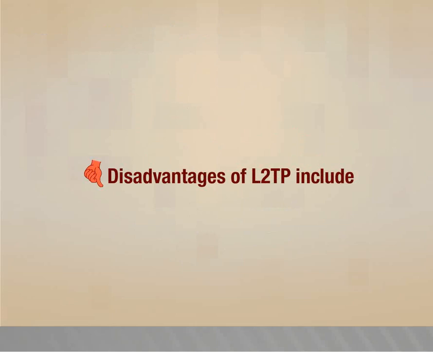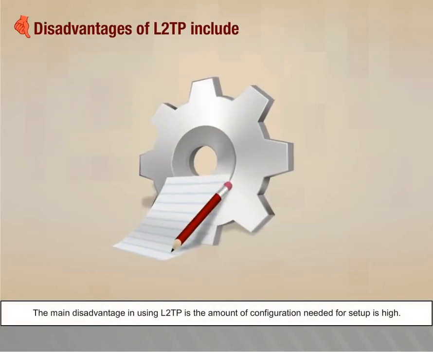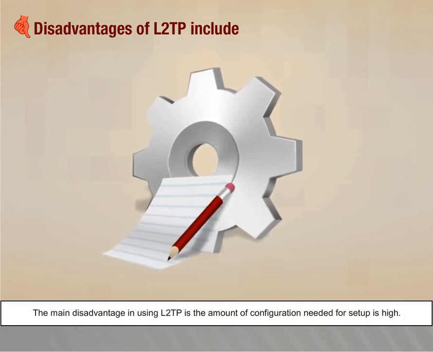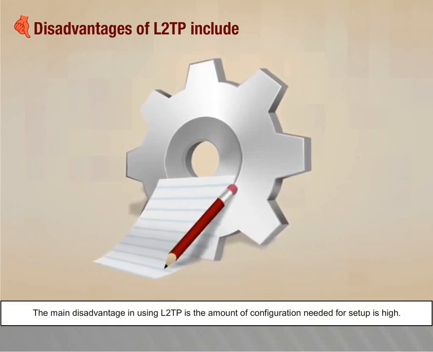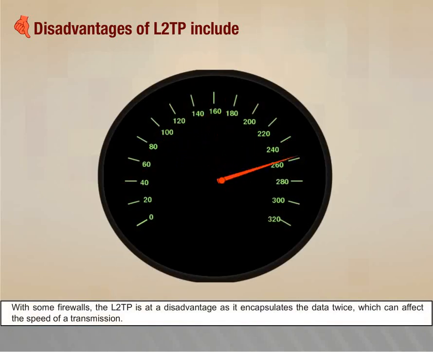Disadvantages of L2TP include: the main disadvantage in using L2TP is the amount of configuration needed for setup is high. With some firewalls, the L2TP is at a disadvantage as it encapsulates the data twice, which can affect the speed of a transmission.